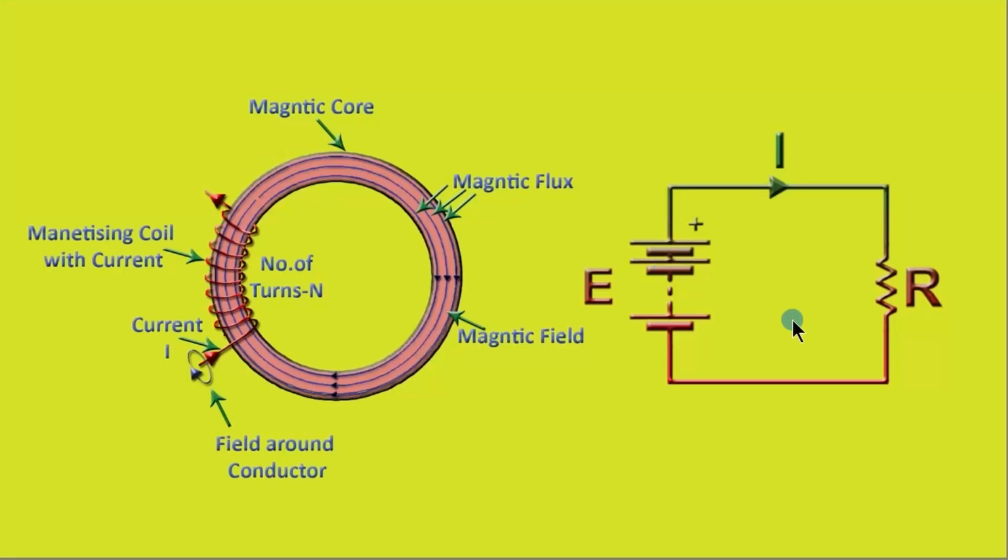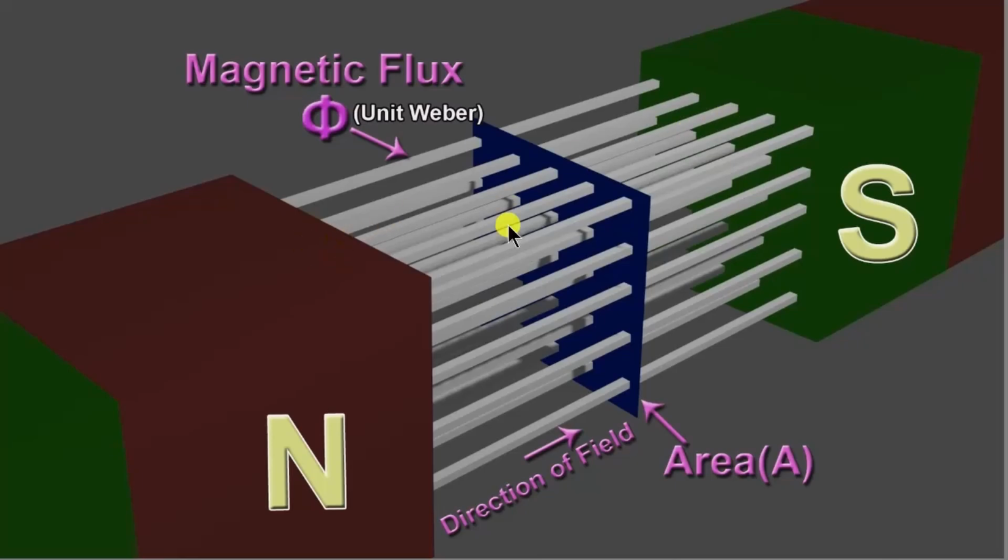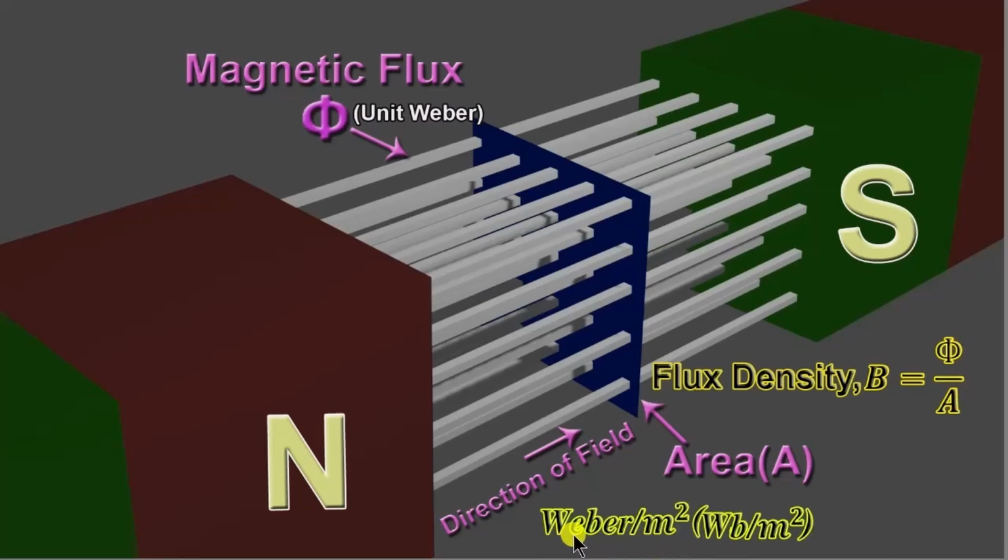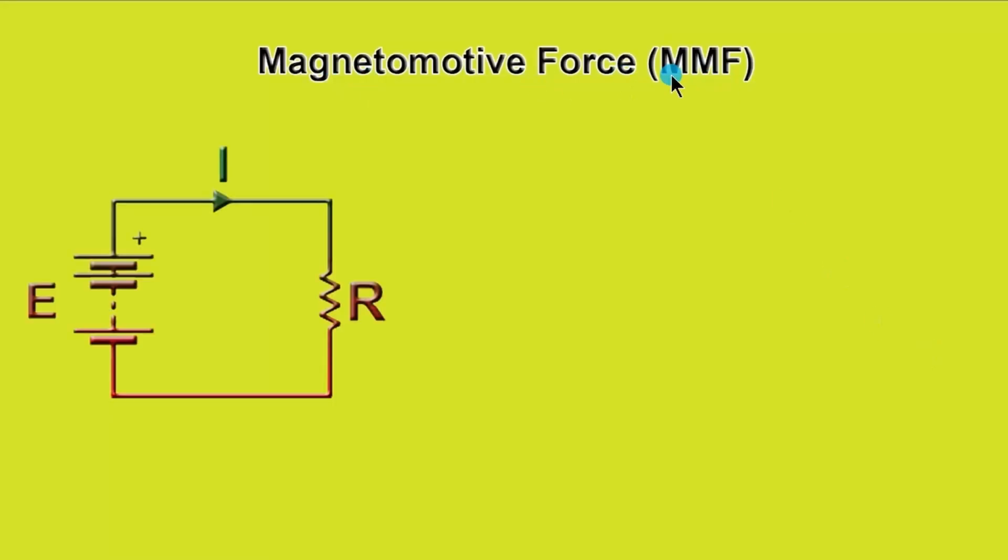Like an electric circuit where current passes through a closed path, the closed path followed by the flux lines is called a magnetic circuit. See here, the total magnetic flux lines are passing from north pole to south pole. If phi is the flux and A is the area of cross section, then magnetic flux density denoted by B is equal to phi by A, total flux divided by area of cross section. The unit of magnetic flux density is Weber per meter square or Tesla.